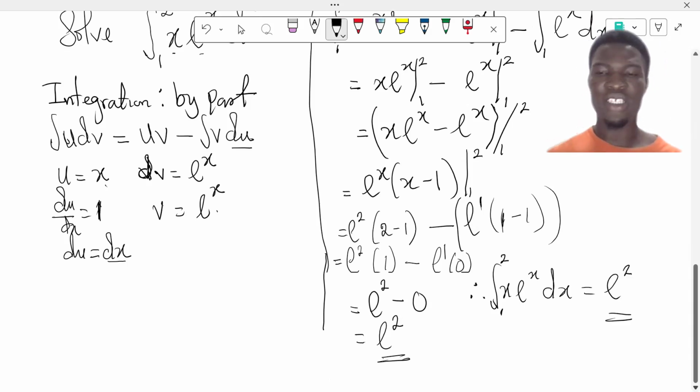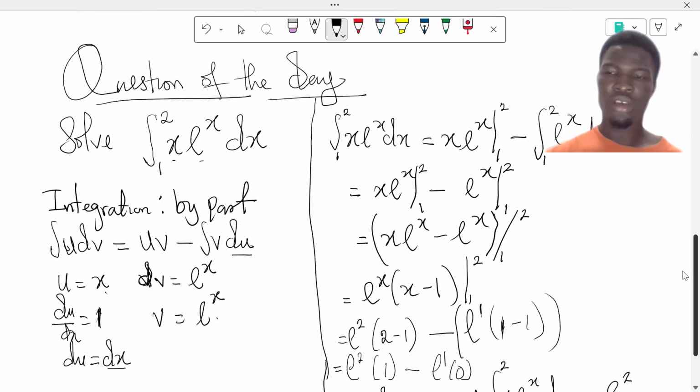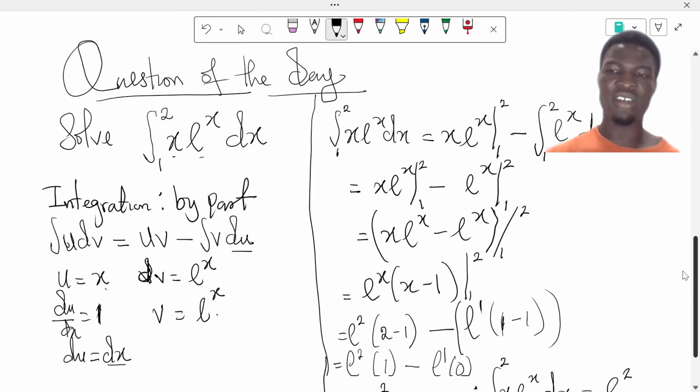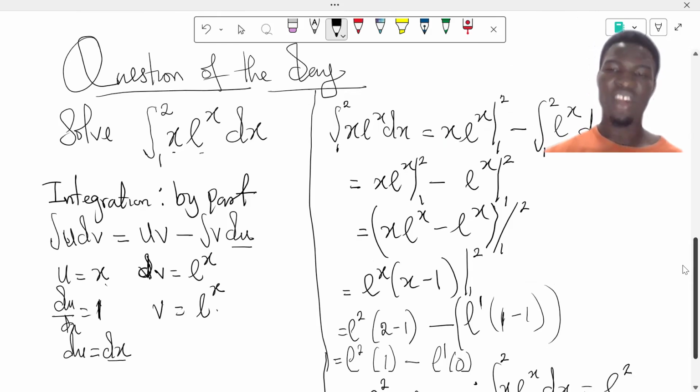I hope this helped you. For your second question, it is not clear enough. If you can rewrite the question, you can send it under this comment, and I'll be happy to help you solve it.